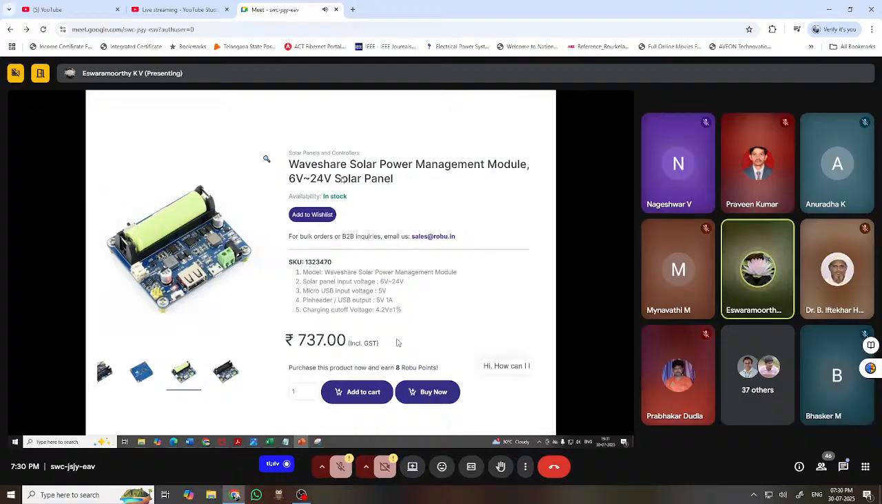And sometimes you have to implement a solar panel and charge the battery. So this kind of a panel we can buy. We can connect a 6 volt to 24 volt solar panel, and if you have a lithium ion, this is an 18650 lithium ion battery, and we can see that the micro USB output also going to get 5 volt, and charging cutoff at 4.2 volt is going to cut off, and you can get all those outputs from here. It can be used for powering our IoT node.